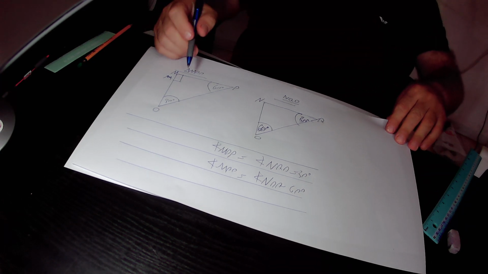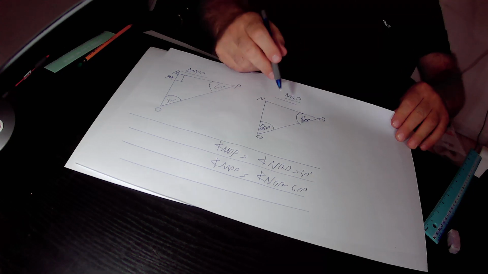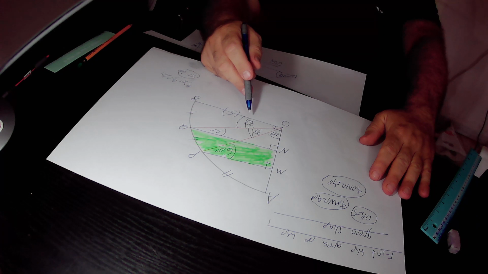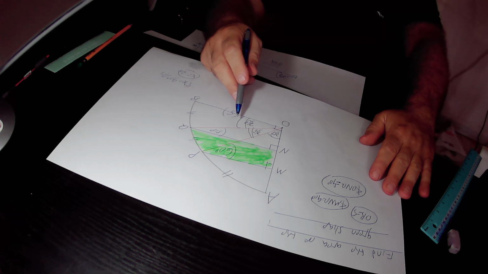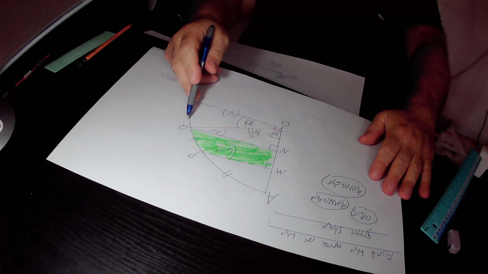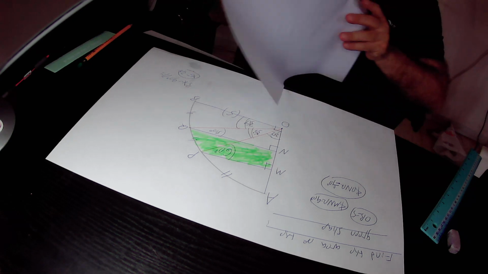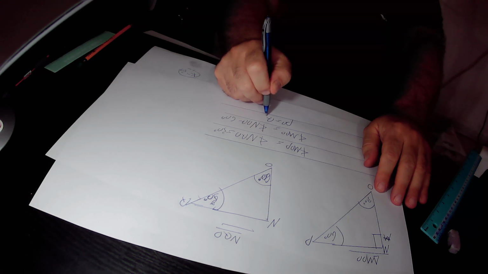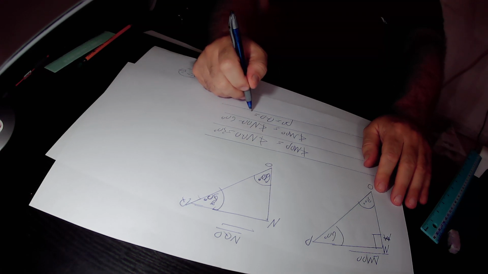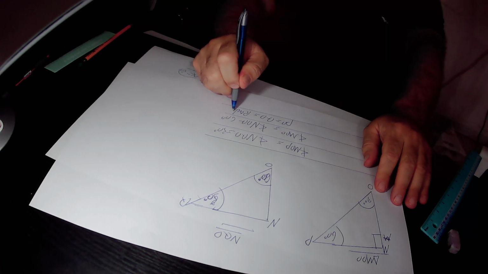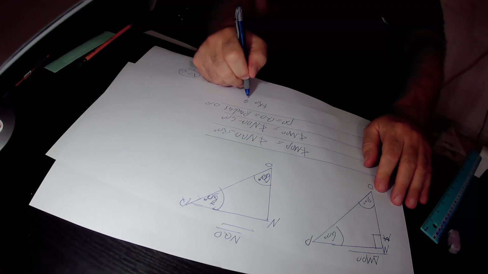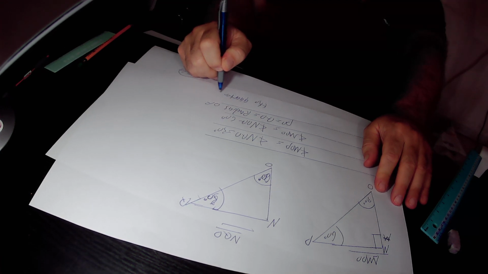And finally, PO equals QO. Both PO and QO are the radii of this circle, and therefore they are the radii of the quarter circle, and therefore they are equal to each other. So PO equals QO, they're both the radii of the quarter circle, and therefore they are equal to each other.